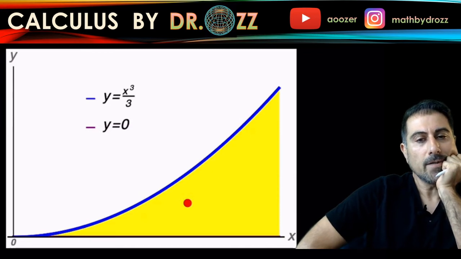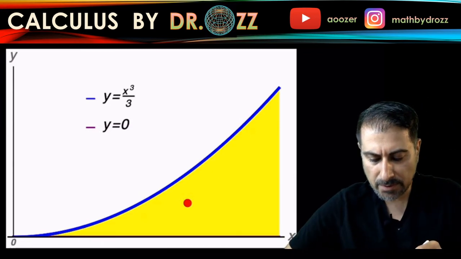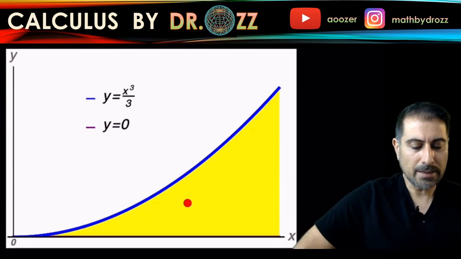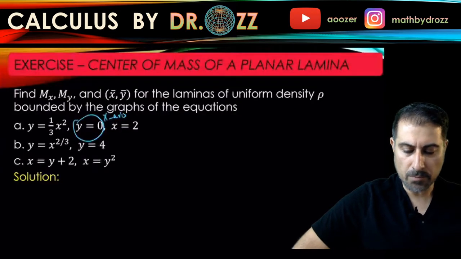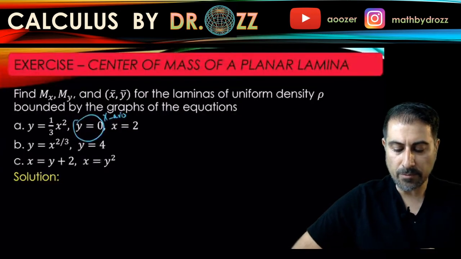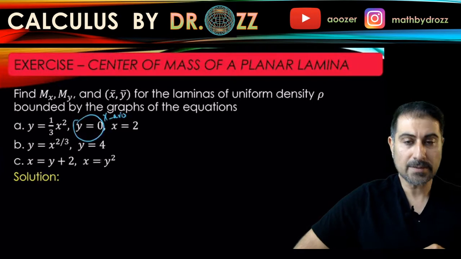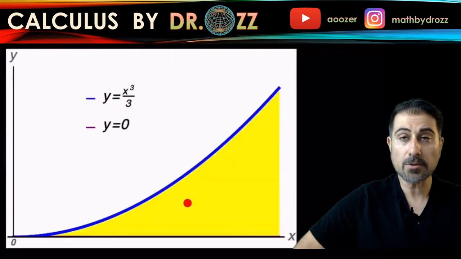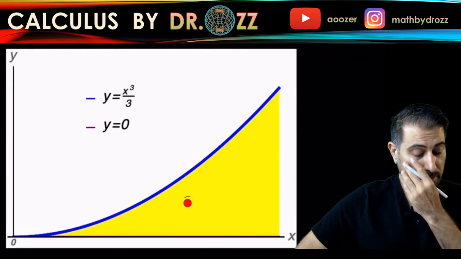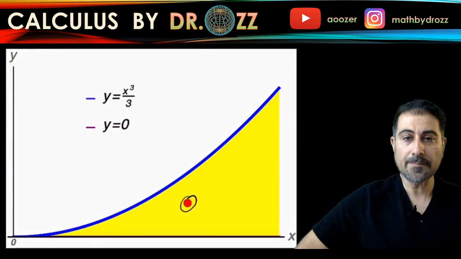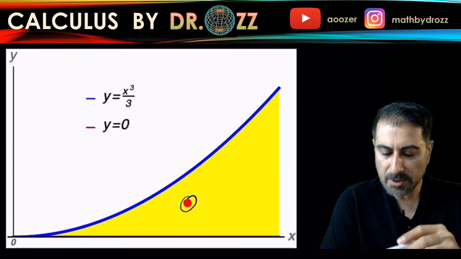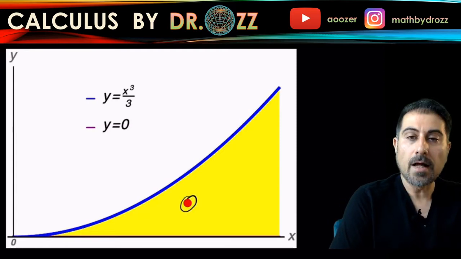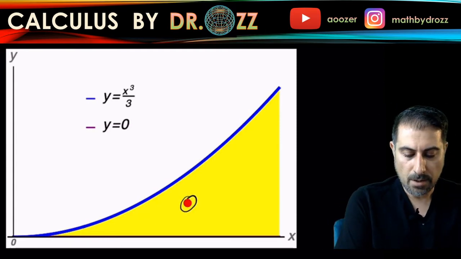Okay, so this is a homogeneous density planar lamina. So the center of mass should be somewhere close to here. Okay, so we're going to again determine the center of mass of the lamina. All right, so let me just take you back to the formulation for this problem.